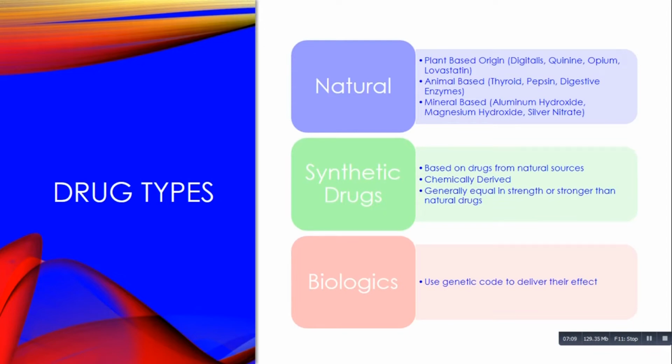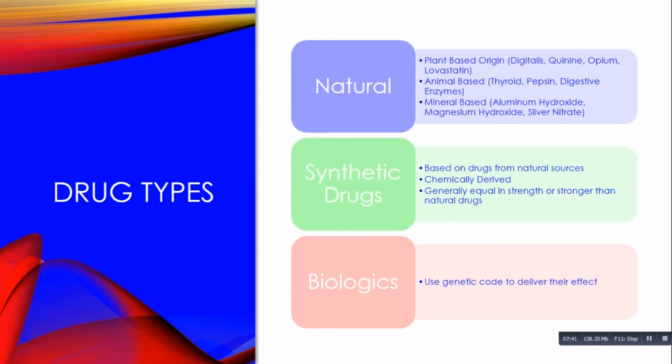oxymorphone, oxycodone, fentanyl, carfentanil, which has popped up in the news lately as part of the broader opioid crisis. But those are chemically derived drugs. Lovastatin has chemically derived alternatives like simvastatin or atorvastatin or rosuvastatin, and you start seeing those families develop.